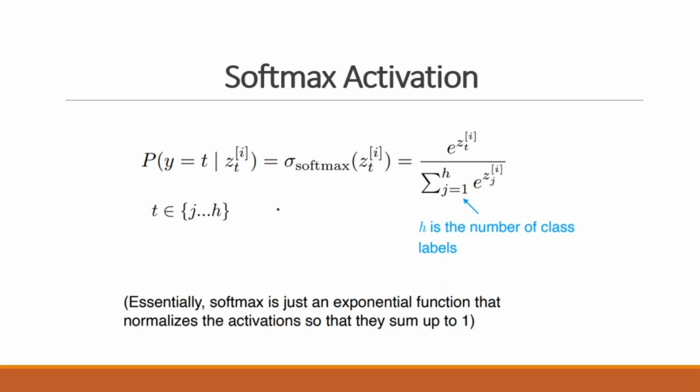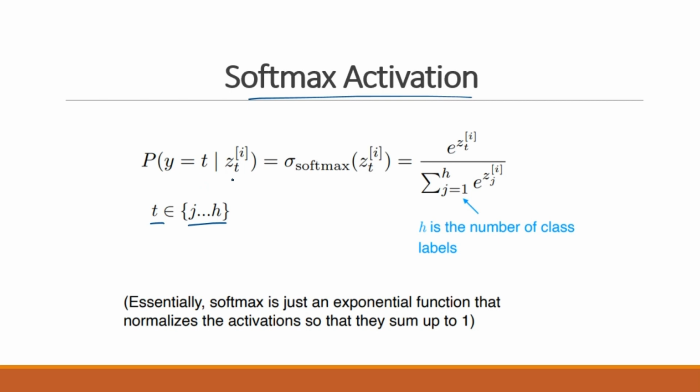So here's an overview of how the softmax activation function looks like. It's fundamentally not very complicated. It's essentially a normalization function. You can think of it as a generalization of the logistic sigmoid function for making the probabilities sum up to 1. So let's say we have a class labeled T. The possible class labels are 1 to H, and with the softmax activation, we can compute the probability that a given output belongs to a class T.